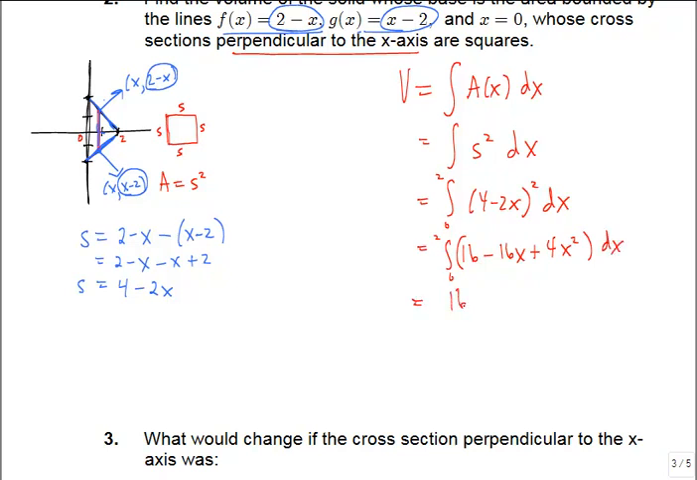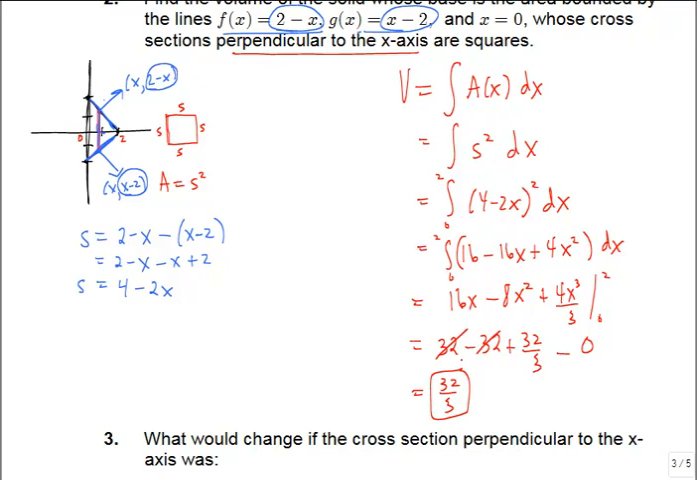So when I integrate, I get 16x minus, this is going to be an x squared over 2 times 16, and 16 divided by 2 would be 8, plus 4x cubed over 3, and now I'm ready to plug in my 0 and my 2. Notice again, there's no pi showing up. 16 times 2 is 32, 2 squared is 4, 4 times 8 is 32, 2 cubed is 8, so this will be 32 thirds. And then when I plug in 0, these are all zeros. These two guys cancel, so this is 32 thirds for that volume.